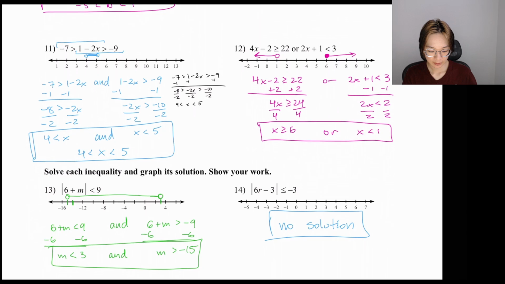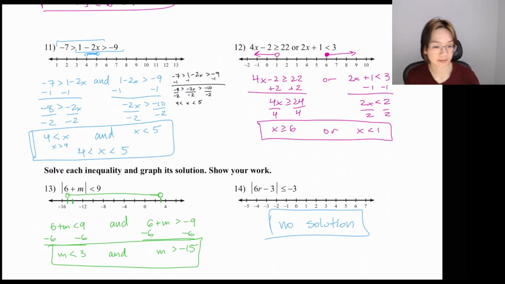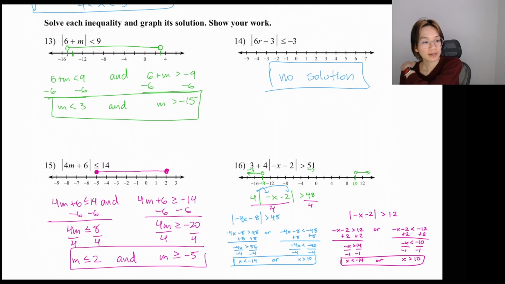11, 4 is less than x, and x is less than 5, or x is greater than 4 and x is less than 5, or 4 is less than x, which is less than 5, and there's the graph. 12, x is greater than 6, or x is less than 1, and there's the graph. 13, m is less than 3, and m is greater than negative 15, and there's the graph.